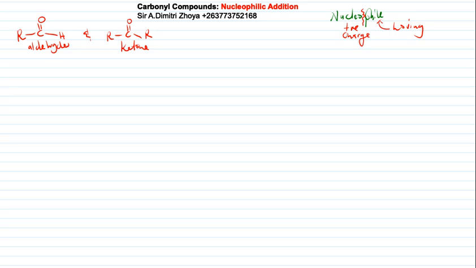So by definition, a nucleophile is an electron rich species seeking an electron deficient center. So examples of nucleophiles, e.g., cyanide.